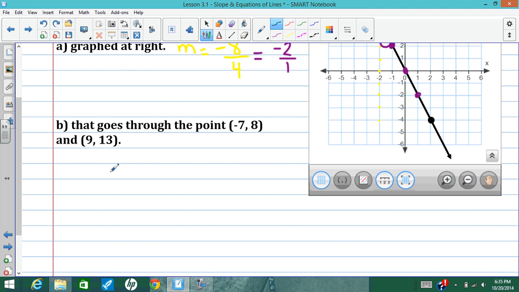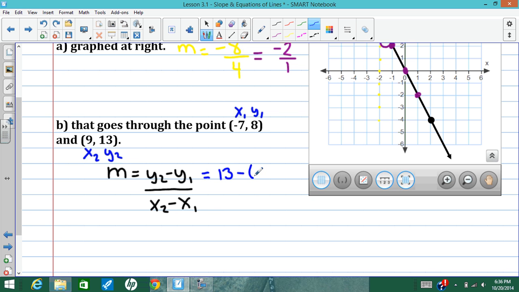Over here, I can use my slope formula because I have the coordinates of the 2 points. y2 minus y1 over x2 minus x1. The easiest way to make a mistake here is to put the x's on top and the y's on bottom. So it's rise over run, y over x. And I label my points (x1, y1), (x2, y2), and plug in. So y2 is 13 minus negative 7. And you can see there I made a mistake. It's easy to make. I need to plug in 8, not negative 7.